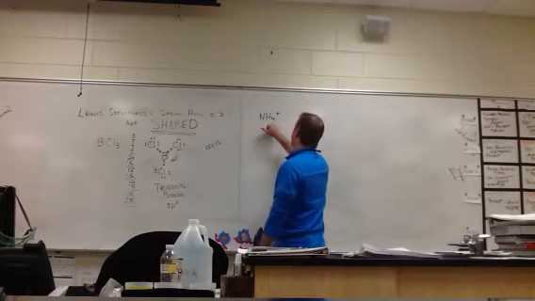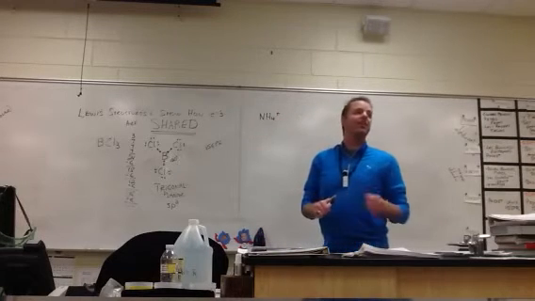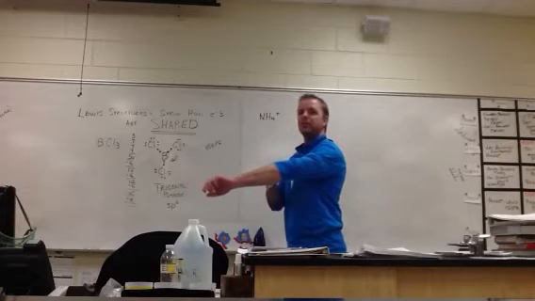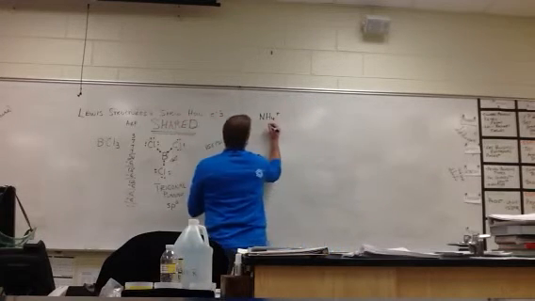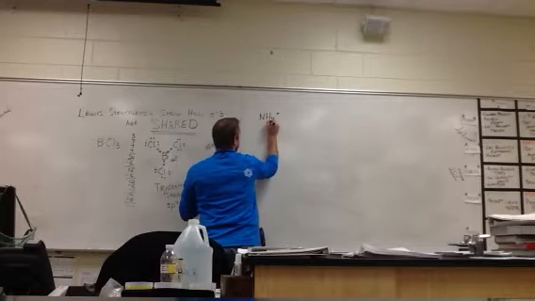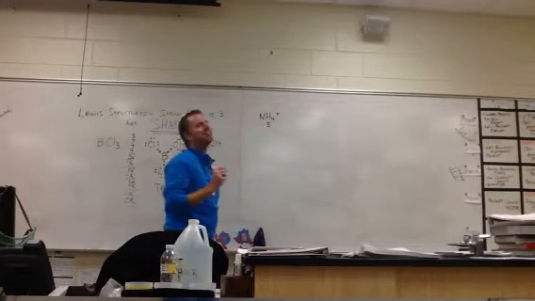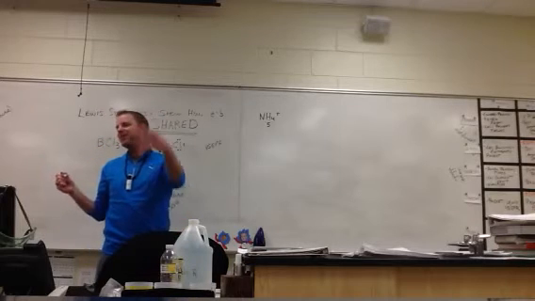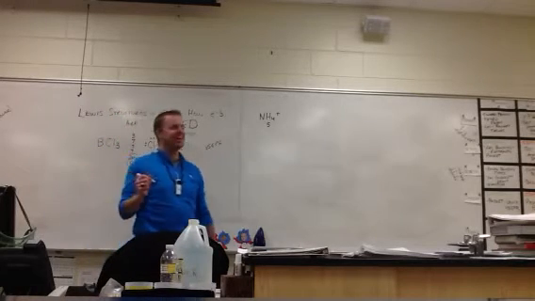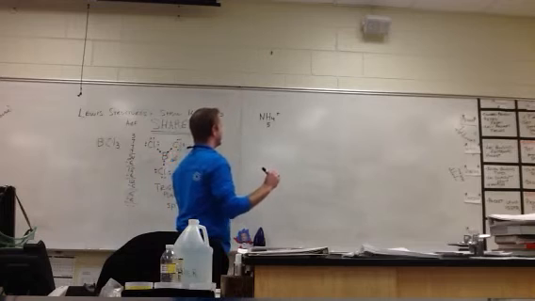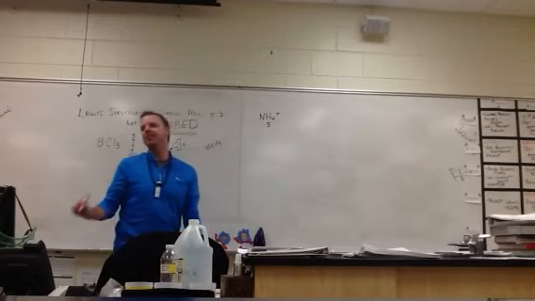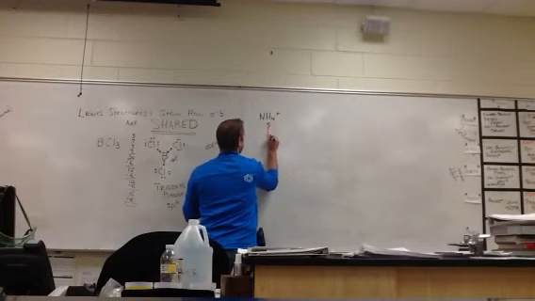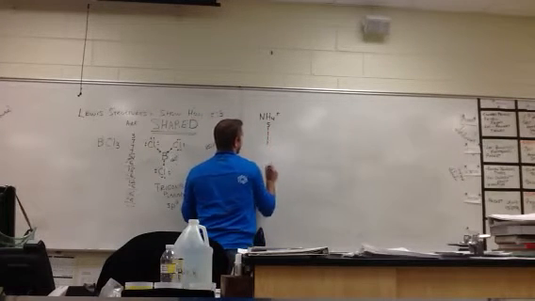Now, NH4 plus for valence purposes. Nitrogen. How many valence? 5. Good. We're shouting out the right numbers this time. Hydrogen. How many valence does it have? 1. Hydrogen, how many does it have? 1. And you got 4 of them. So 1, 1, 1, 1.